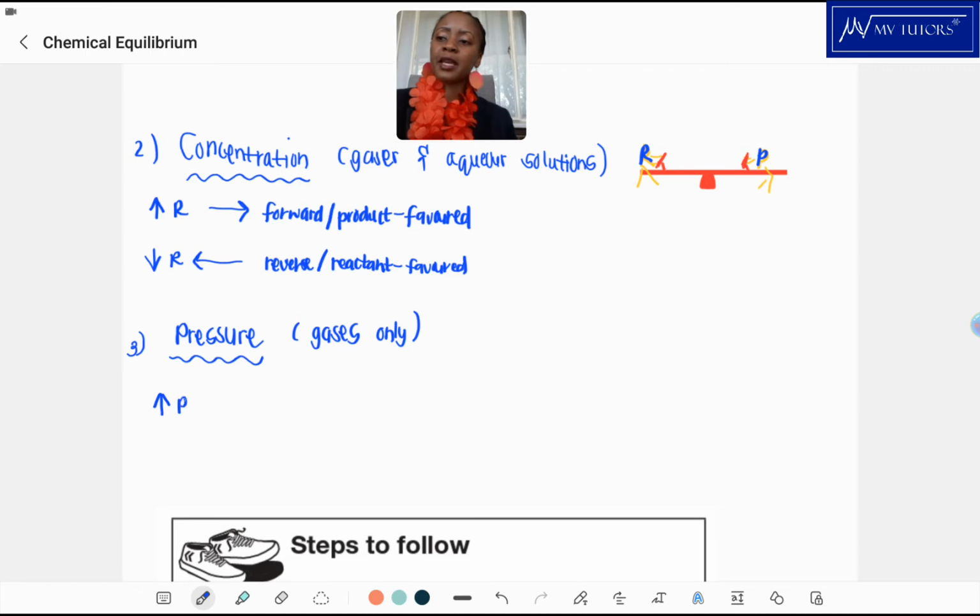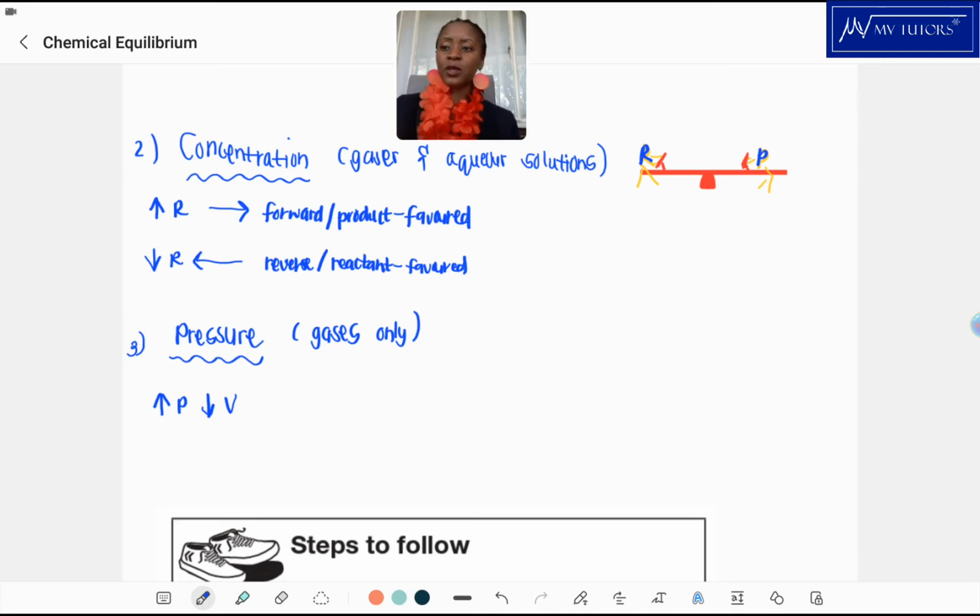pressure, okay, when you increase pressure, do you realize that, let's say you have a big volume, and you increase pressure. When you increase pressure, your volume gets constricted. So by increasing your pressure, you are actually reducing your volume. So what will be favored? When you are referring to pressure, you have to look at your equilibrium equation.